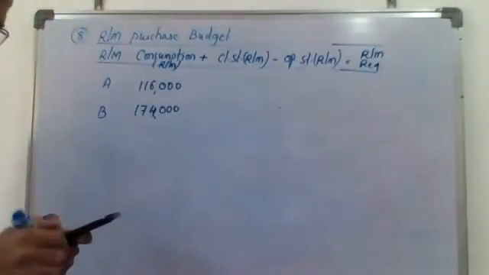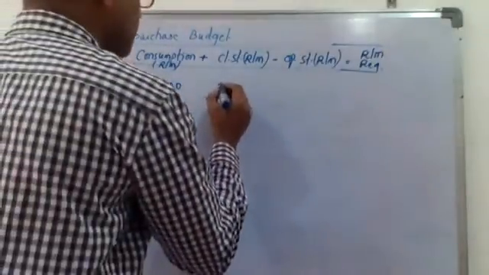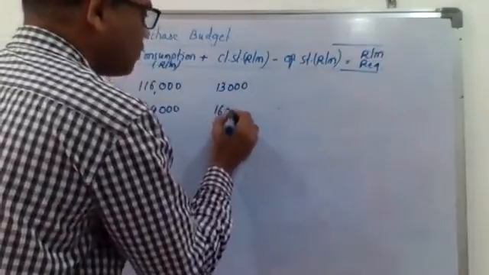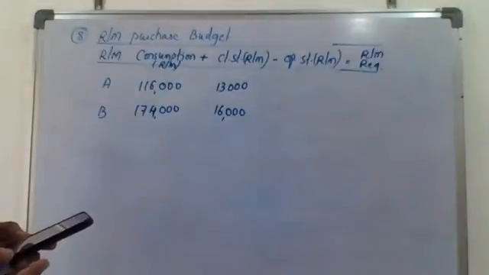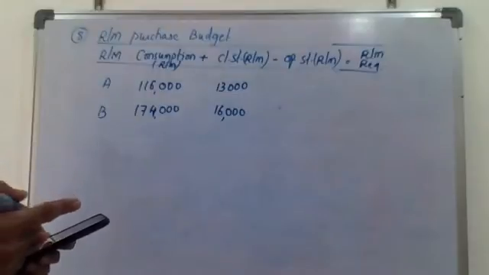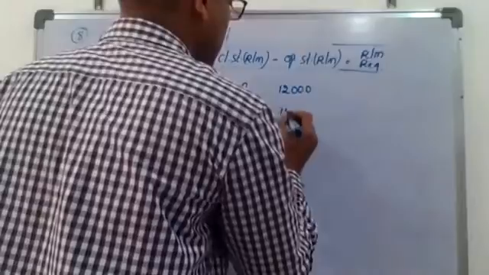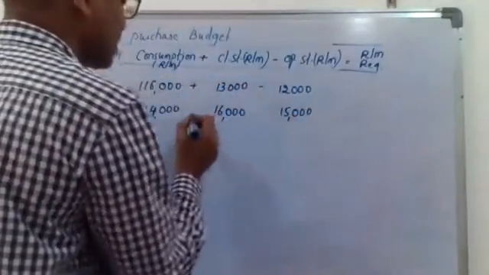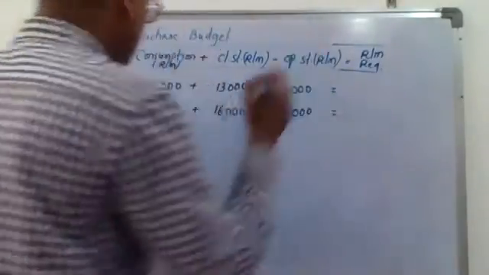So you can see the desired closing balance at the end of next year are A, 13,000 units and B, 16,000 units. You have to be careful when you're taking the figures, closing figures or opening figures. You have to be very careful. And the estimated opening balance at the commencement of next year is 12 and 15. So this is 12,000 and 15,000. So consumption plus closing minus opening gives you the raw material required.